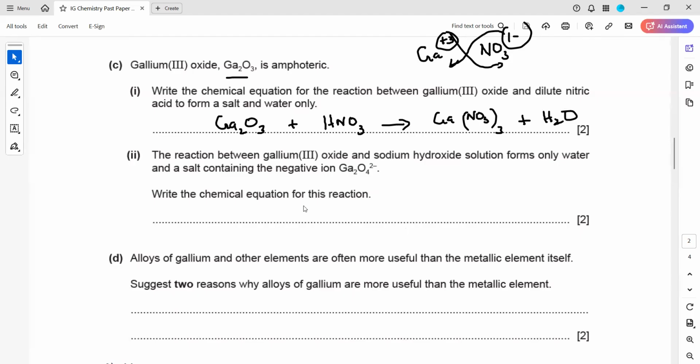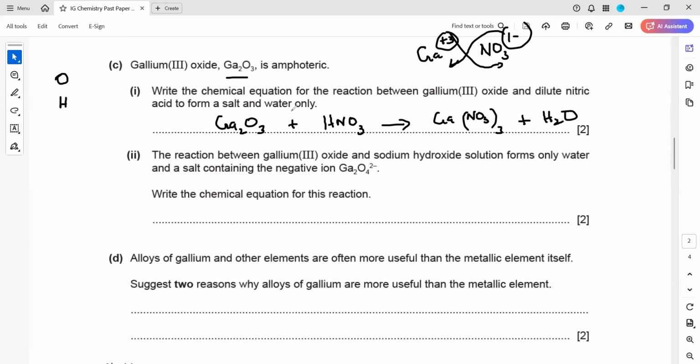Whenever you write a chemical equation, it must be balanced. So is this equation balanced? No, it's not balanced. So we have to balance this. Which element do we start with? We start with oxygen, followed by hydrogen, and at the last, any other element.